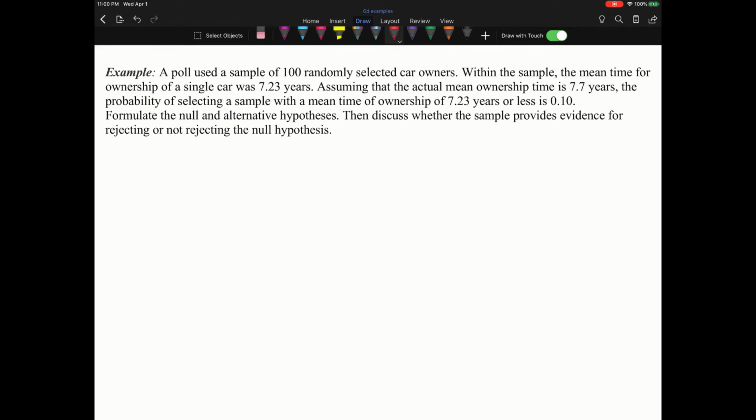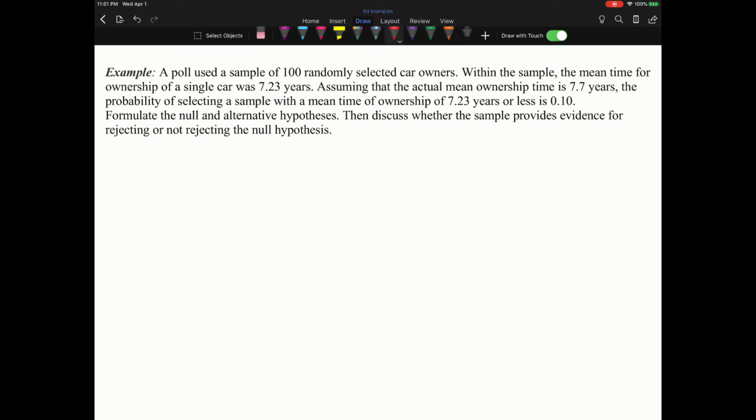In this example, we have that a poll used a sample of 100 randomly selected car owners. Within the sample, the mean time for ownership of a single car was 7.23 years. Assuming that the actual mean ownership time is 7.7 years, the probability of selecting a sample with a mean time of ownership of 7.23 years or less is 0.10.